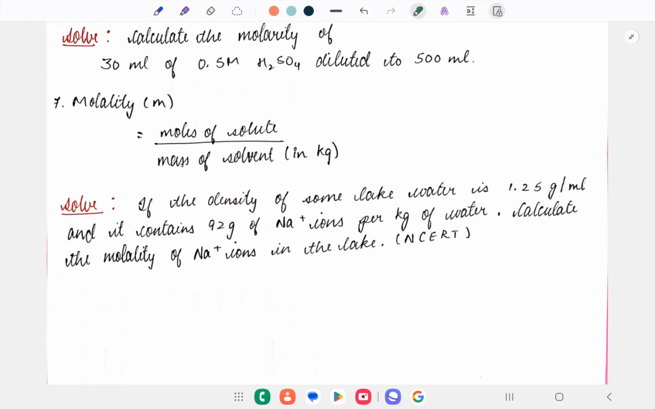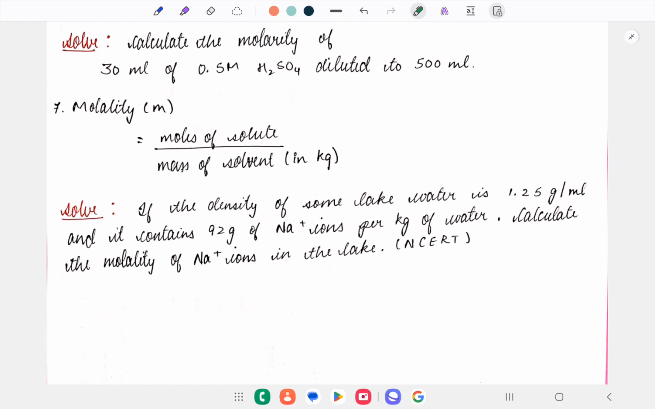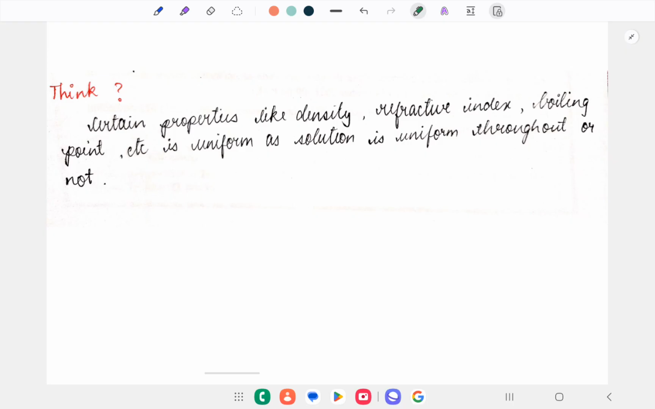So we have completed the basic concentration terms. So now let's see the questions which I have provided you. So the first question is, is it uniform or not? So the answer is yes, it is uniform.